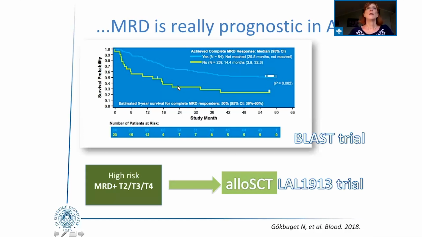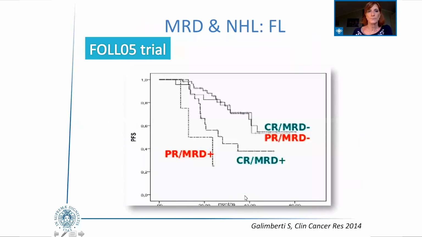And today, in addition to classical clinical features such as hyperleukocytosis, we consider as high risk all patients that remain MRD positive during the treatment and that have to go directly to allogeneic stem cell transplantation.